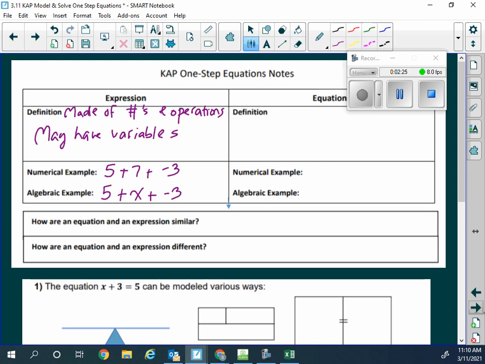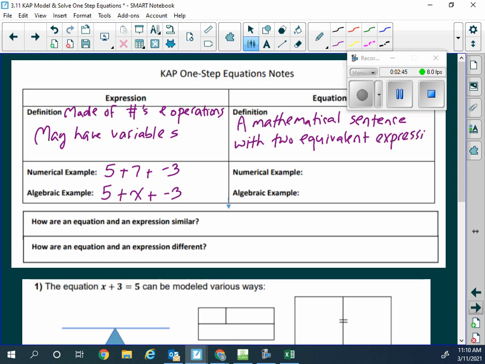hang on. It's a mathematical sentence with 2 equivalent expressions. So there are expressions inside of an equation. Okay? A numerical example might be like 5 plus 7 equals 6 plus 6. What do you now see that you didn't see before? The equal sign. Okay, because 5 plus 7 is equal to 12 and 6 plus 6 is equal to 12. Algebraically, you might see like 5 plus x equals 12.